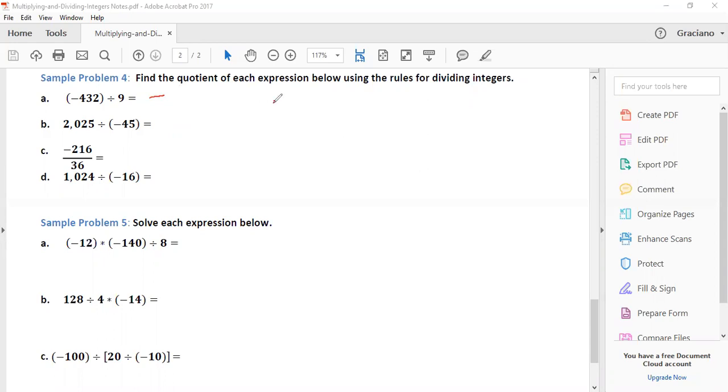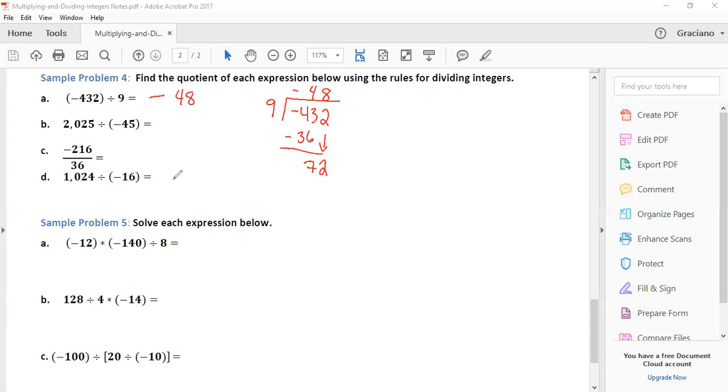So we're going to do 9 into negative 432. I've put my negative there to remind me that I'm going to need my negative in my answer. 9 goes into 43. How many times? 9 goes into 43 4 times. 9 times 4 is 36. 43 minus 36 is going to give me 7. I'm going to bring down my next number, which is a 2. How many times does 9 go into 72? It goes in 8 times. So my answer is negative 48.